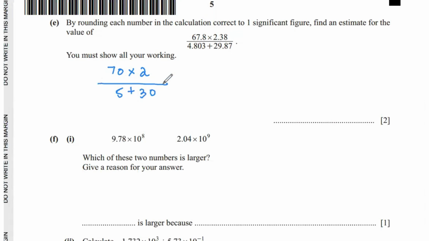Now remember, in a significant figure, leading zeros don't count. This is why 70 is correct to one significant figure, because the 0 is not counted as a significant digit. If there is a 0 inside like non-zero numbers, then that 0 is counted as a significant number. 70 times 2 is 140 divided by 35. That gives us a value of 4.